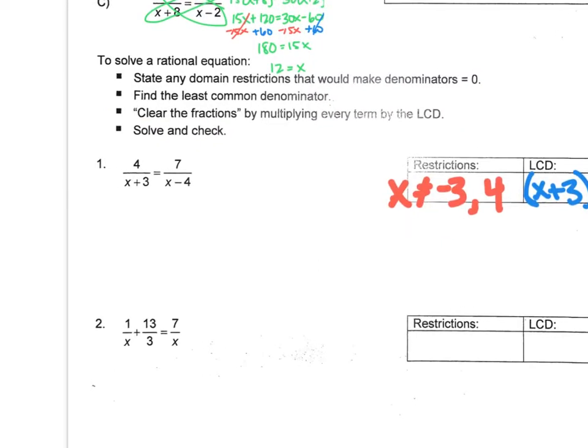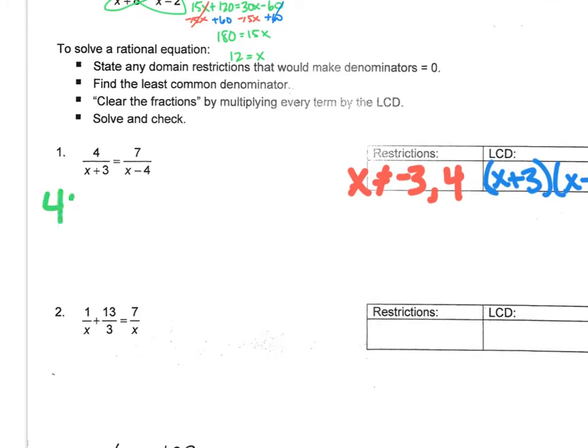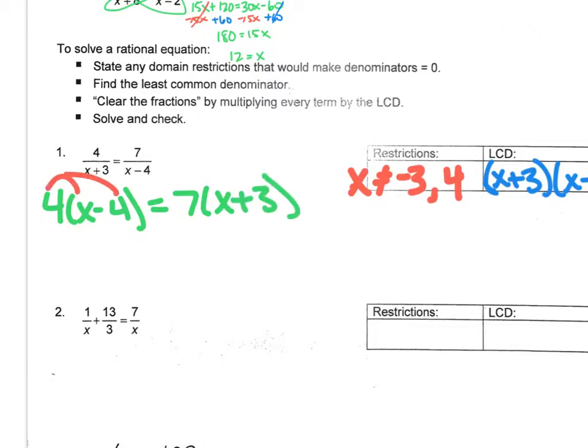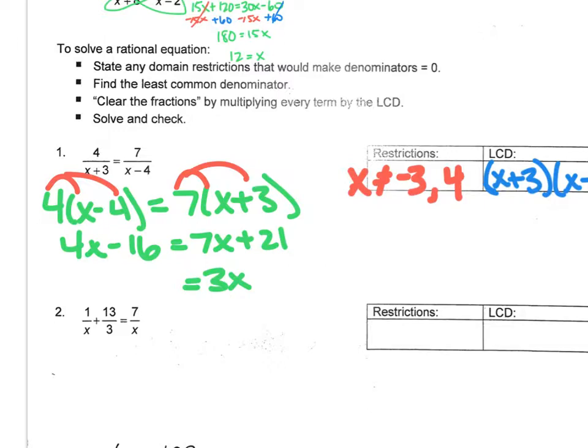All right, so let's set this up together. 4 times x minus 4 equals 7 times x plus 3. Remember to distribute the 4, distribute the 7. So you have 4x minus 16 equals 7x plus 21. Let's move this 4x over to get 3x, and I'll subtract 21 from each side to get negative 37. And so I get x is equal to negative 37 over 3.